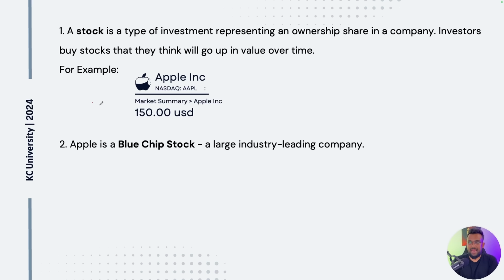Now, what is next? Apple is a blue chip stock. What is a blue chip stock? A blue chip stock is simply a big, leading company. For example, Amazon, Netflix, the stuff that you know and use every single day. A blue chip company like McDonald's, Apple, Nvidia, Tesla, AMD, Facebook, Meta now. All these companies are blue chip stocks because they're very large and very leading companies. So they're called blue chip stocks.